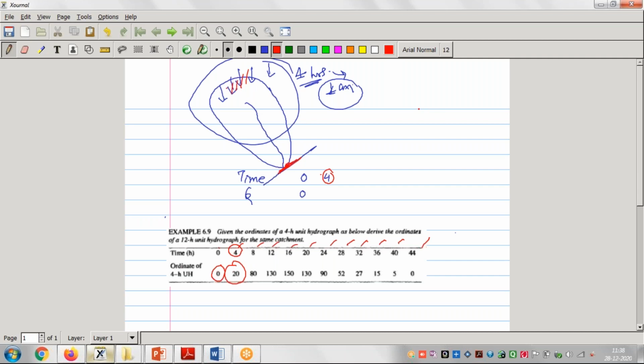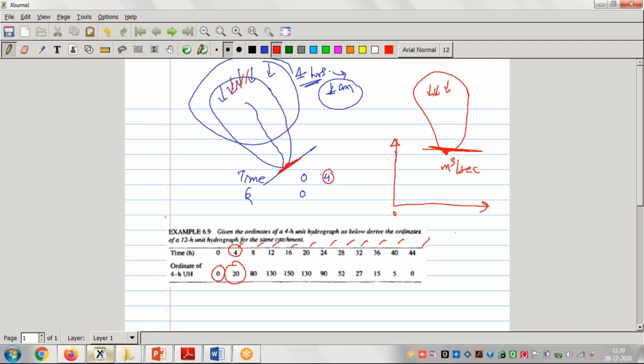So hydrograph means what? When rainfall occurred over a catchment, suppose this is my catchment, the rainfall occurred here, right? And after that rainfall, this will come at the outlet, and we will measure this discharge in meter cube per second, right? So this data is collected, and we draw it over the graph.